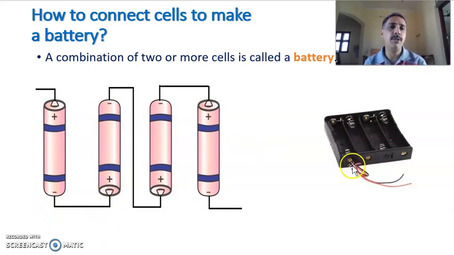Or the simple way is to have a cell holder, and we can comfortably place the cells in these slots, and internal connections are made with metallic contacts and wires, so that we may get a battery connection here with 3 or 4 cells put together.